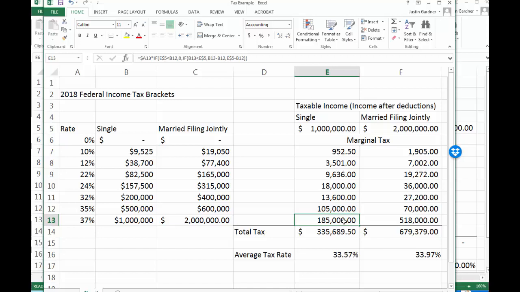What I'm going to do next, and it's going to take a new video, I'm going to show you how I set up this spreadsheet so that you can make your own spreadsheet.